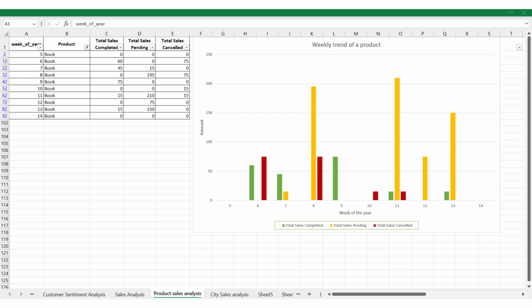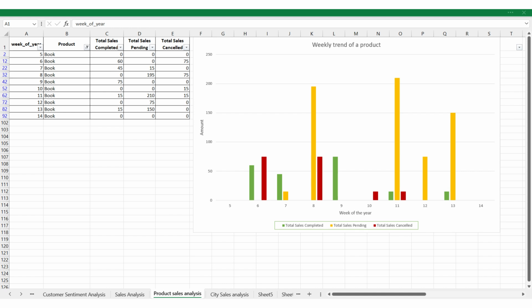And one category that immediately stands out is books. The graph clearly shows that for books, pending orders outnumber both completed and canceled orders. That's a warning sign. If these pending orders aren't addressed soon, there's a high risk that they'll eventually be canceled, which can hurt both sales numbers and customer satisfaction.